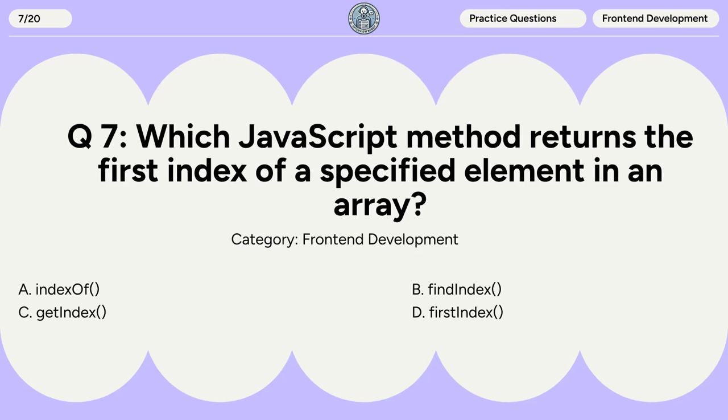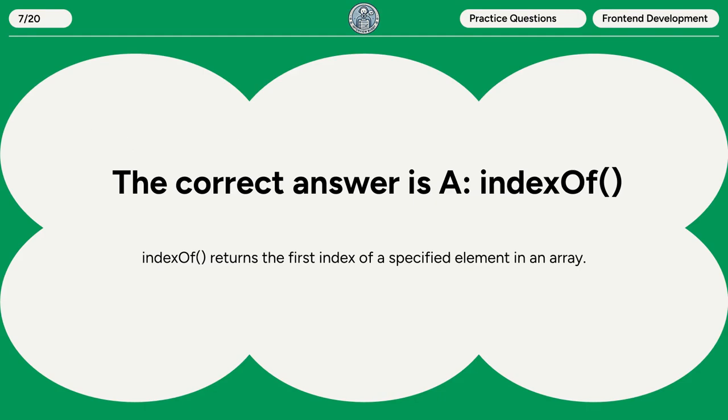Question 7. Which JavaScript method returns the first index of a specified element in an array? A. Index of. B. Find index. C. Get index. D. First index. The correct answer is A. Index of. Index of returns the first index of a specified element in an array.